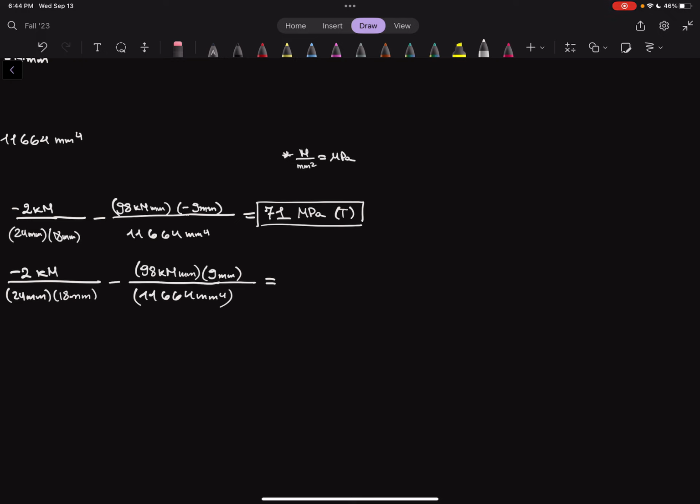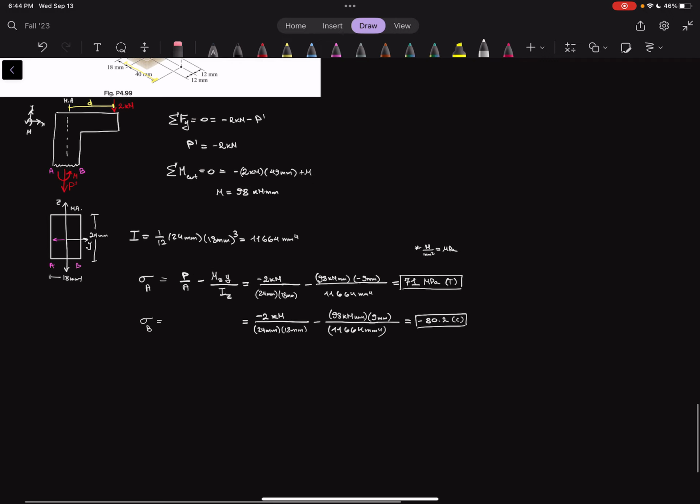we get minus 80.2. Minus 80.2, so that's compression. Fits with our intuition, and that's the answer.